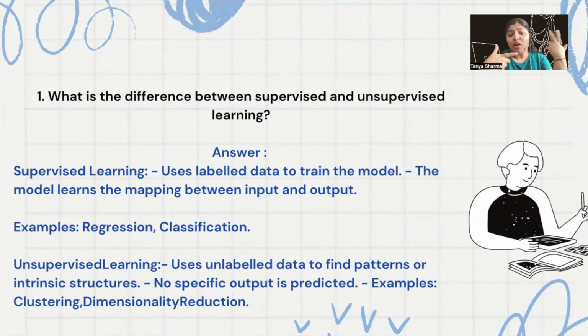If I talk about unsupervised learning, it uses unlabeled data to find patterns or structures, and no specific output is predicted. Examples are clustering and dimensionality reduction. So again, it's very important.